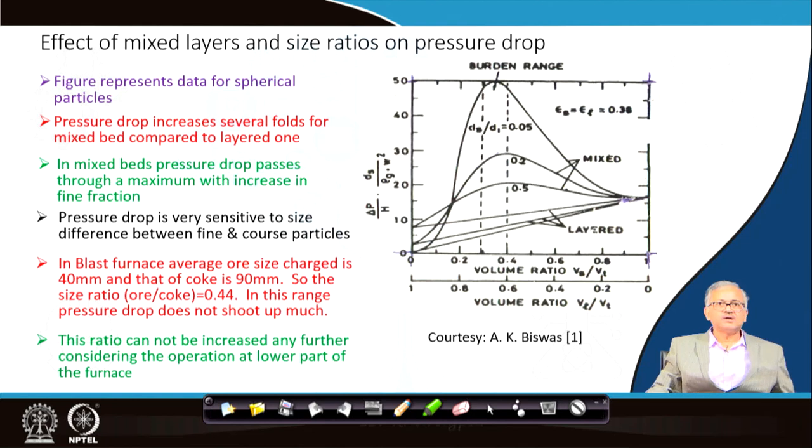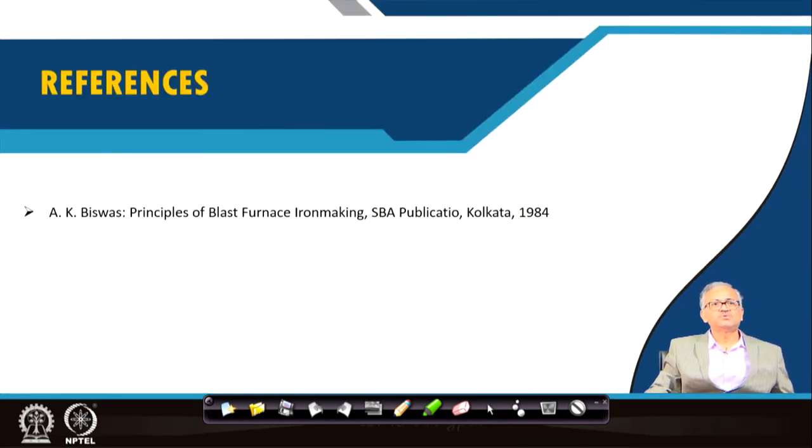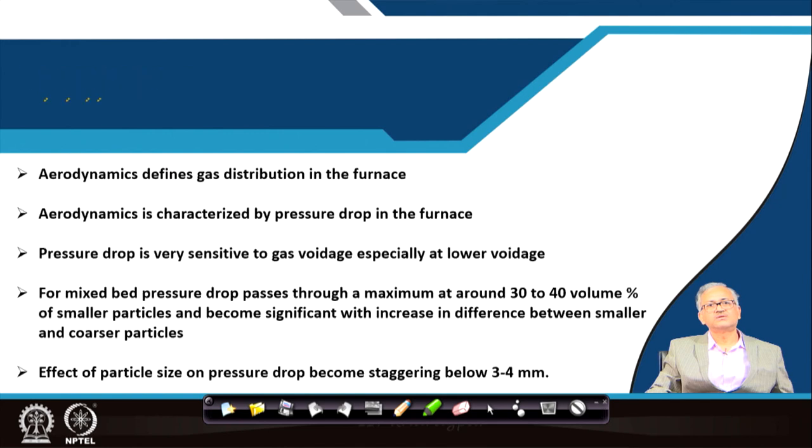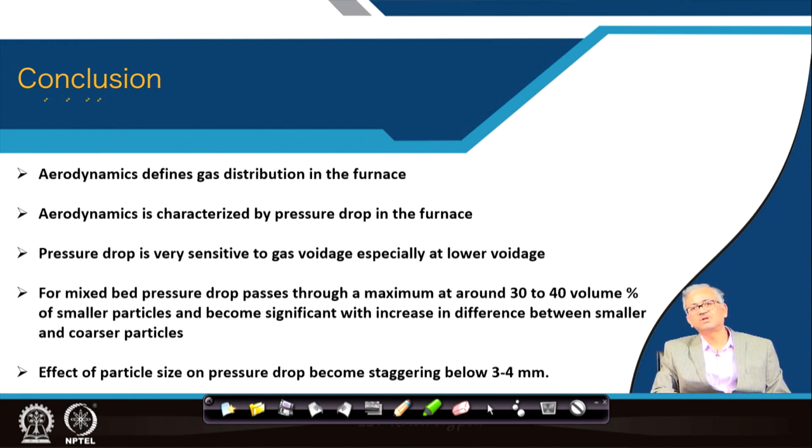So this is about the pressure drop. So what do we get? The only reference we have taken is from Ergun. What are the conclusions? Major conclusions are: aerodynamics defines the gas distribution in the blast furnace. That is only from this part; I will have a second part on the aerodynamics in the blast furnace also. Aerodynamics is characterized by the pressure drop in the furnace, and pressure drop is very sensitive to the gas voidage, especially at lower voidage. And for mixed bed, the pressure drop passes through a maximum at around 30 to 40% of smaller particle and becomes significant with increase in difference between the smaller and the coarse particle.